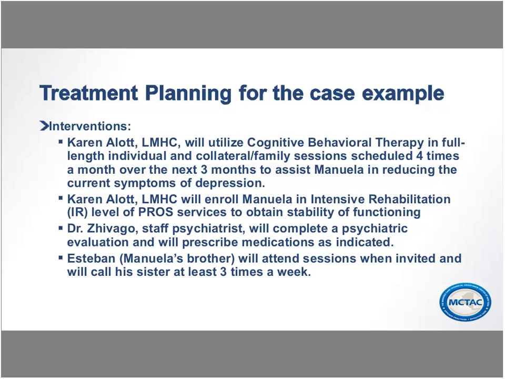The staff psychiatrist will complete a psychiatric evaluation and will prescribe medications as indicated. And also we can include family members in interventions. How will they support the process? Esteban, Manuela's brother, will attend sessions when invited and will call his sister at least 3 times a week. So we want to involve him, if possible, in the treatment planning process.